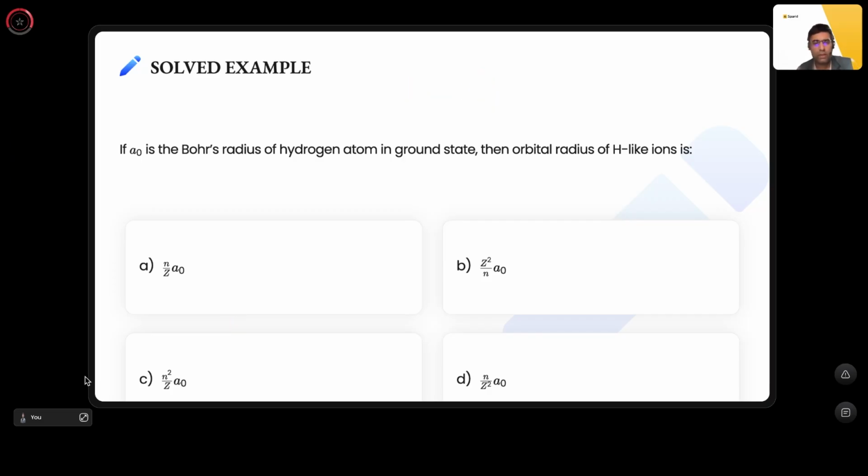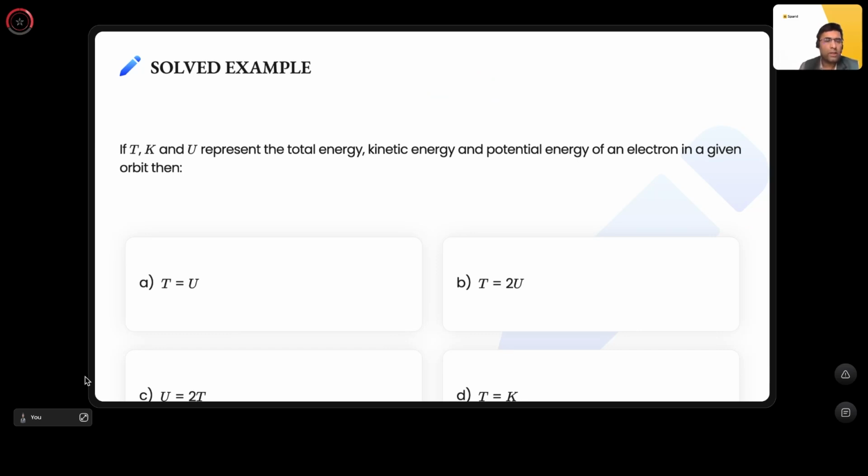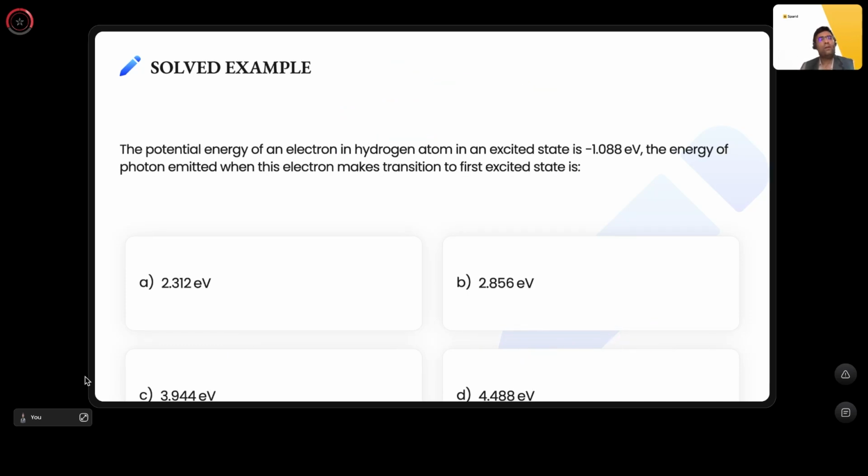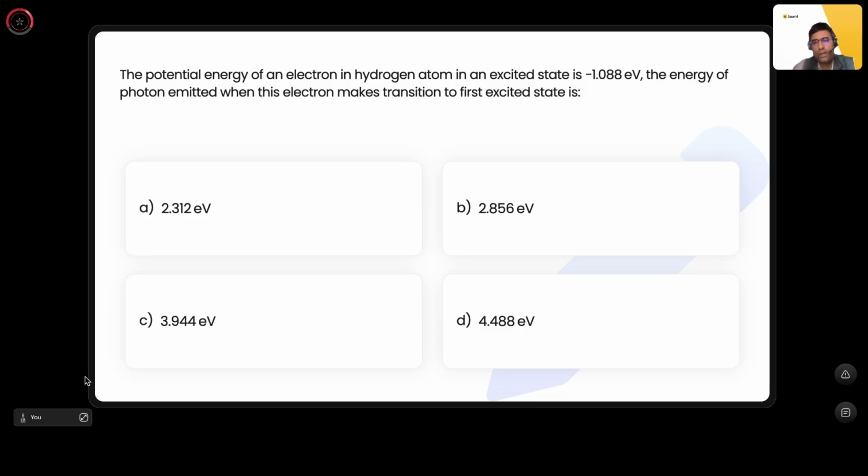Okay. If T, K, and U represent the total energy, kinetic energy, and potential energy of an electron in a given orbit, then we know that the total energy is half of the potential energy, and the magnitude of the total energy is equal to the kinetic energy. So U will be equal to 2 times T. That will be our option. Why will this not be it? Because this is magnitude: the magnitude of the total energy is equal to the magnitude of the kinetic energy.